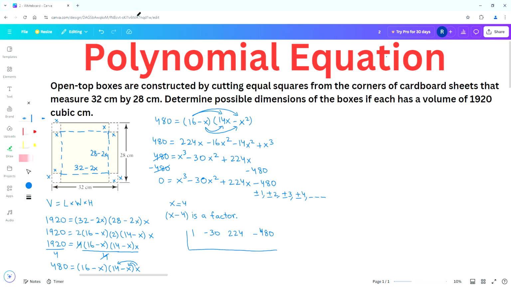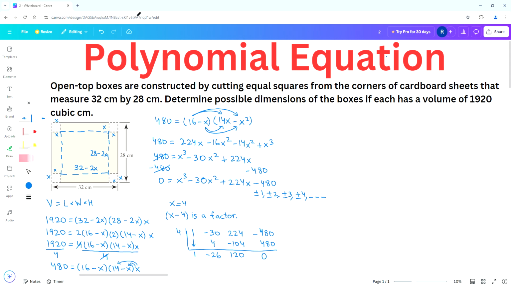Next, we should write the x value from the factor on the left side. Now we can start the synthetic division. 4 times 1 is 4. 4 times negative 26 is negative 104. 4 times 120 is 480. Negative 480 plus 480 is equal to 0.